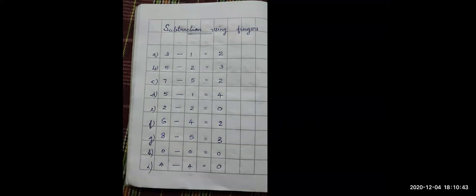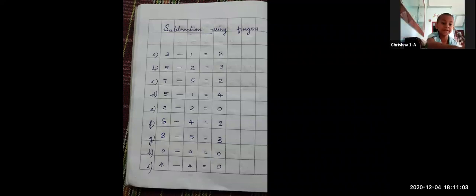3 minus 1 is equal to 2. 5 minus 2 is equal to 3. 7 minus 5 is equal to 2. 5 minus 1 is equal to 4. 2 minus 2 is equal to 0. Yes. Very good, very good.